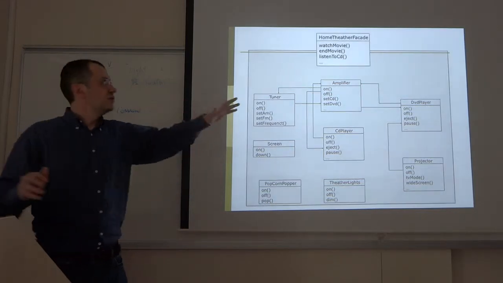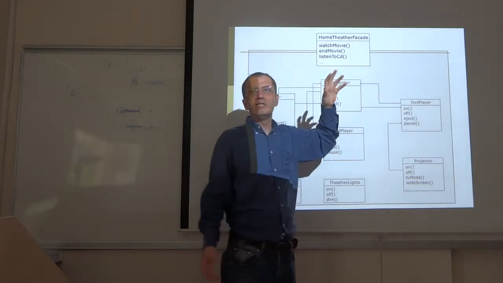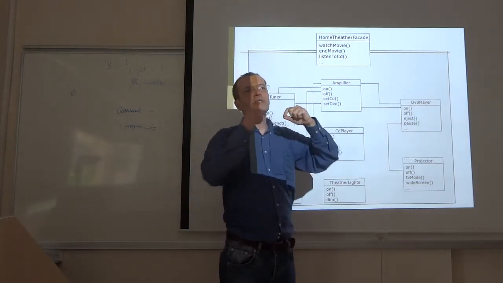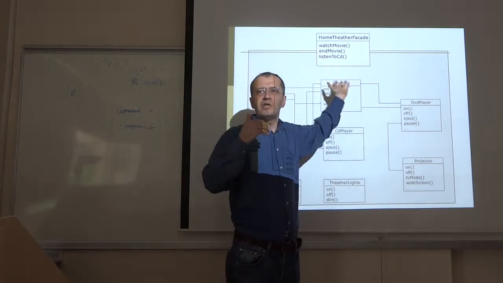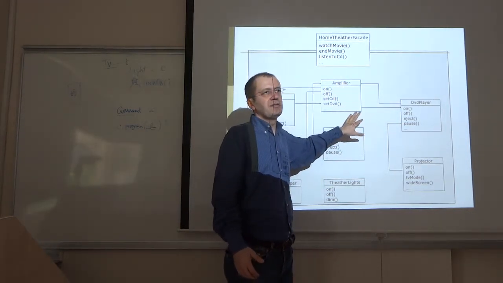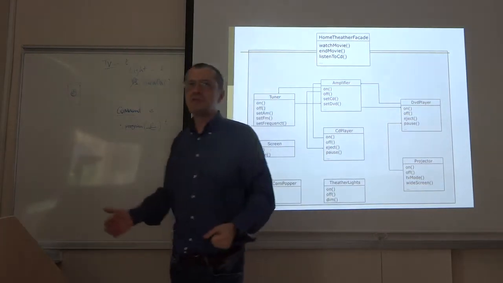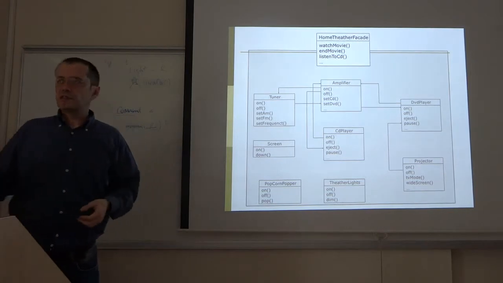So that is the home theater facade. I want to watch movie, end movie, listen to CD. So when I call one of those methods, it's taking care of all the objects it is responsible for. So this is obvious. This is very easy.